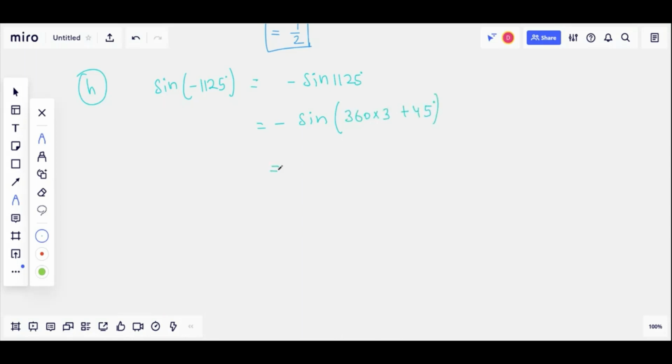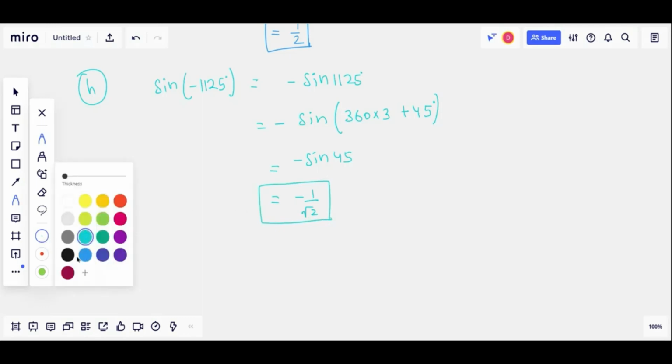So 360 times 3 will actually give us, again, the time period is 360, so this will be negative sine of 45, and sine 45 is nothing but 1 over root 2. So this is the answer. Let's move ahead.